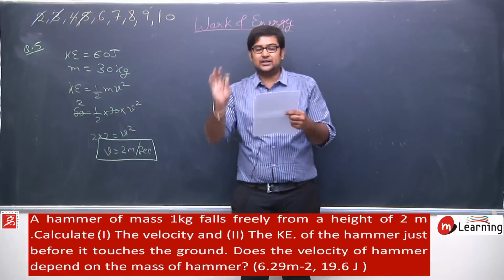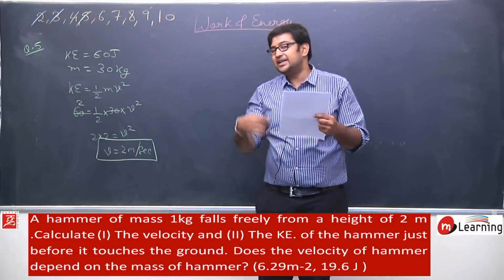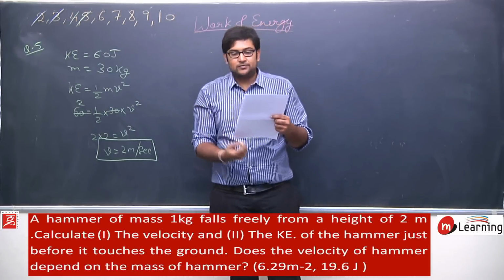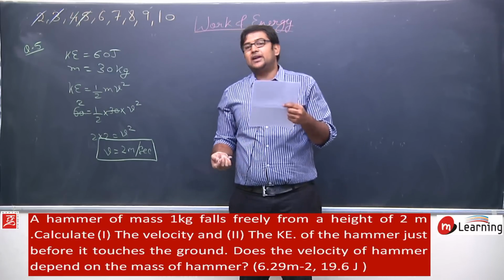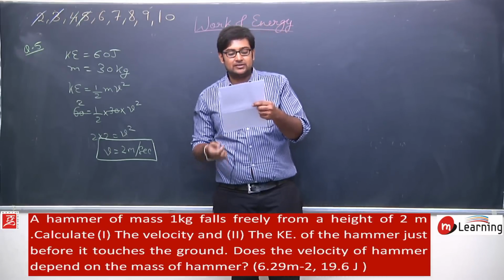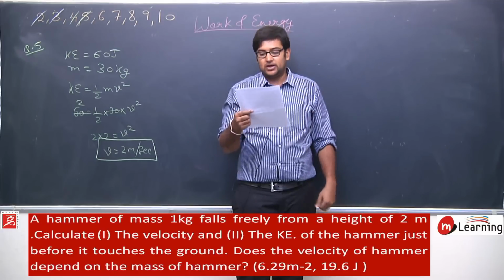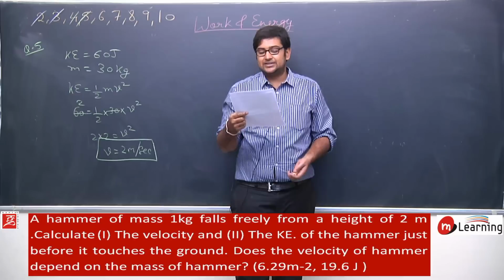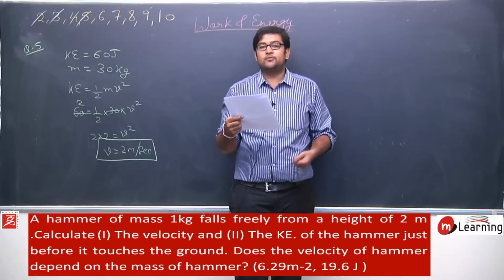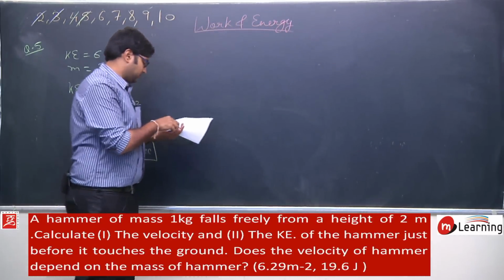Okay, so try to understand the question. It says I am dropping a hammer from a height of 2 meters, and the mass of the hammer is 1 kg. I want to find out with what velocity the hammer is falling, and then calculate the kinetic energy of the hammer just before it touches the ground. So see what situation is given.